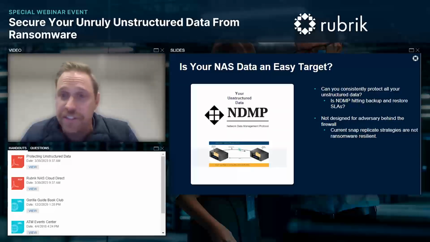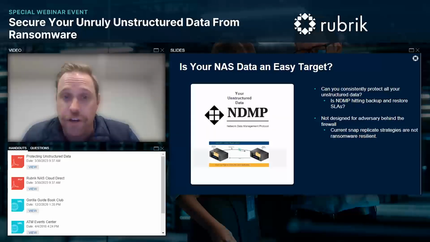The other solution we see is snap and replication. Now, I'll be the first person to tell you, I think snap and replication is great. That is your first line of defense. That is, if someone fat fingers some data and you need a quick recovery of that file, that's where you're going to go. And I think that's the simplest way to recover that data.